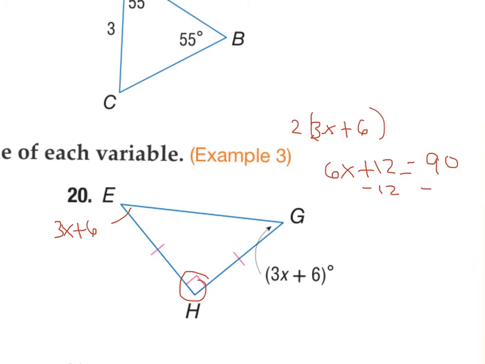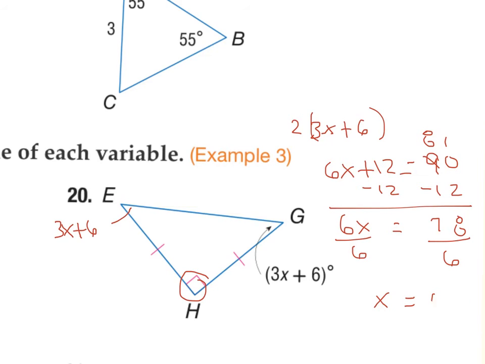Subtract the 12 from both sides. 6x, this is 8, 10, 8, 7. And now we're going to divide both sides by 6. Right, so x is equal to 13. So in this question, they're asking us to find each variable. In this case, it's just x, so x is equal to 13.